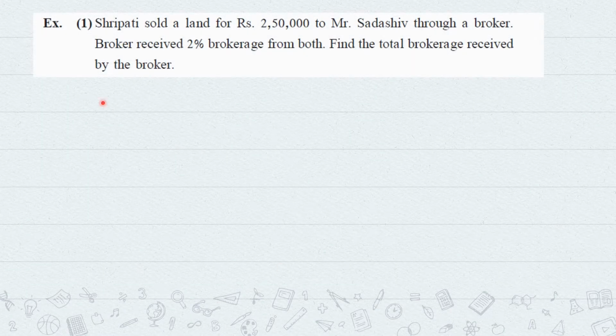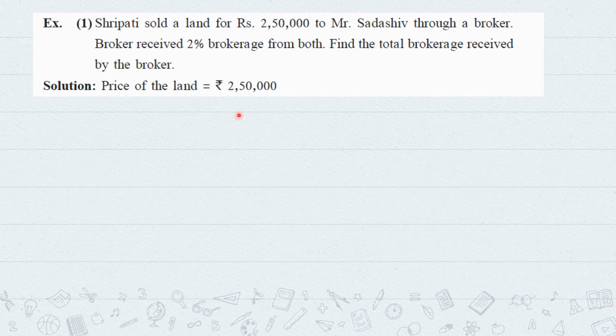Let us see an example to help us understand much better. See this example. Shripati sold a land for rupees 2,50,000 to Mr. Sadashiv through a broker. The broker received 2% brokerage from both. Find the total brokerage received by the broker.